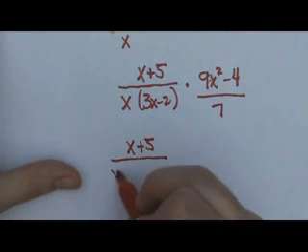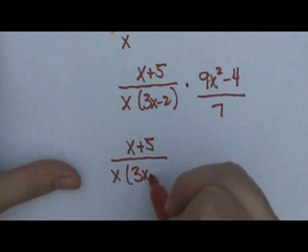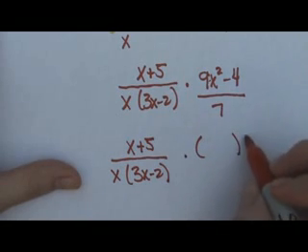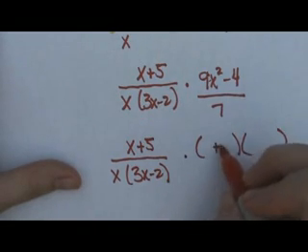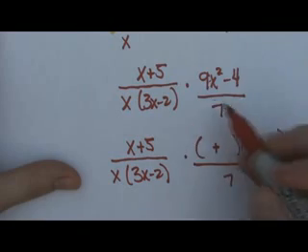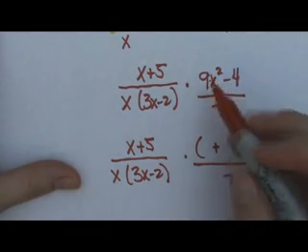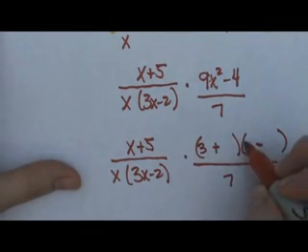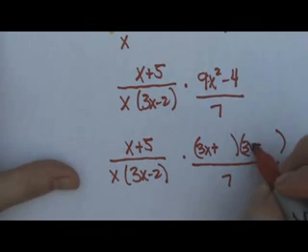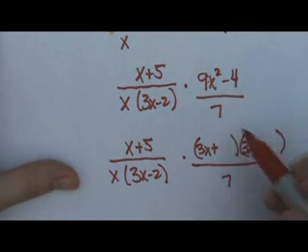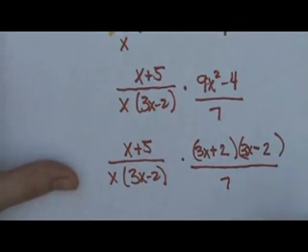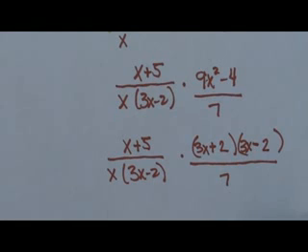So let me factor again. Okay, difference of 2 squares. Remember, one's a positive, one's a negative. Take the square root of the first term. The square root of 9 is 3. Square root of x squared is x. Take the square root of the last term. Square root of 4 is 2. So we have 3x plus 2 times 3x minus 2.